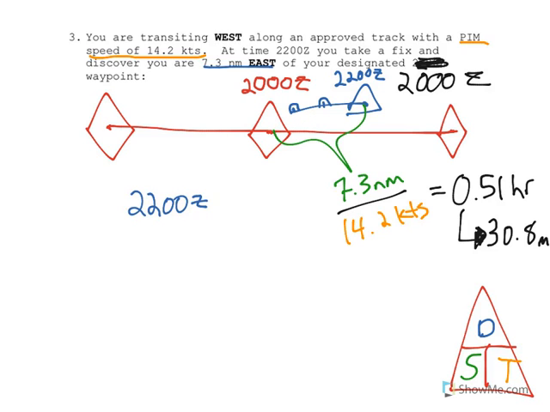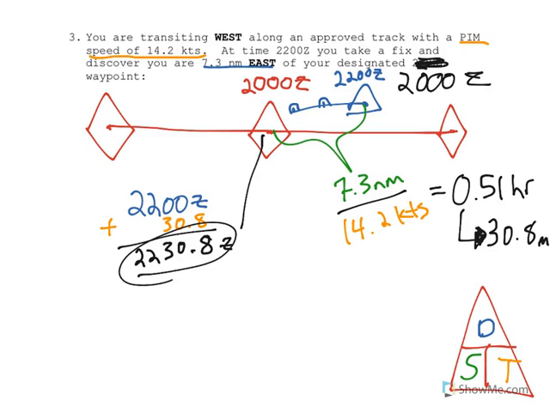We have to do a little addition. So we'll take the time of our fix, 2200 Zulu. We'll add 30.8 minutes. And let's see what we get. 2230.8 Zulu. That's what time we'll actually arrive at this waypoint. Now we can compare apples and apples. We'll actually be there at 2230.8 Zulu, but we were supposed to be there at 2000 Zulu. So we'll find the difference in time from when we were supposed to be there, 2000 Zulu, to when we actually got there, 2230.8 Zulu.